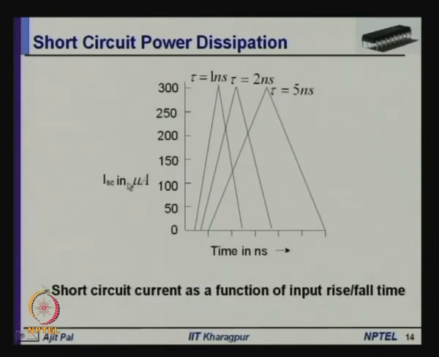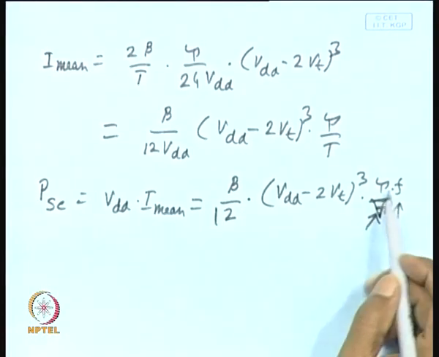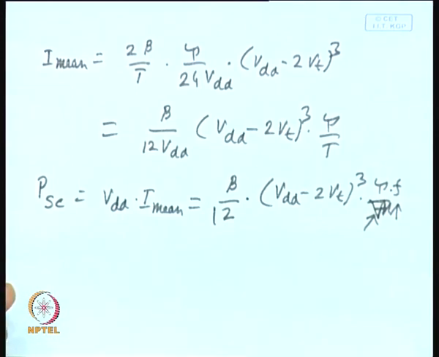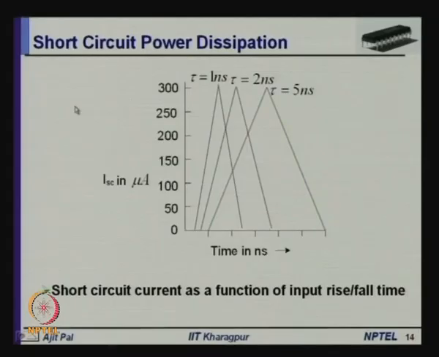Okay. Now, how does the short circuit power dissipation change as you change the rise and fall, the transition time of the input, that means the value of tau? We have seen that there is a linear dependence on the value of tau. So, how will the short circuit power dissipation change? You can see we have plotted for 3 different values of tau: 1 nanosecond, 2 nanoseconds and 5 nanoseconds.